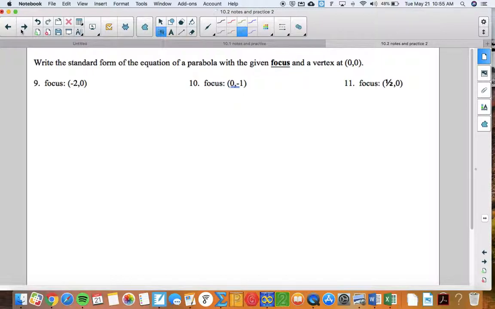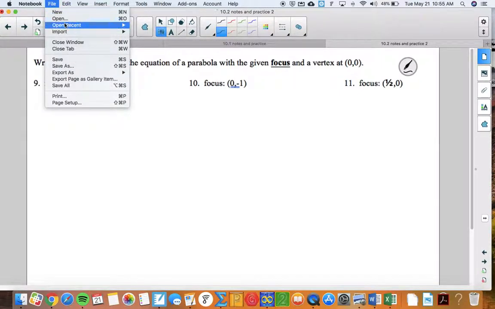Write the standard form of the equation of a parabola with the given focus and a vertex at (0, 0). So we can use those rules that we've been learning. If our focus is at (-2, 0), remember that is our p-value. And then I should paste this thing in again. It's good to use what we have.